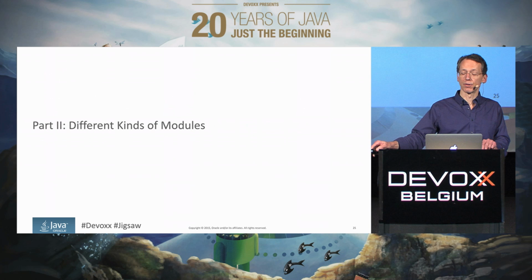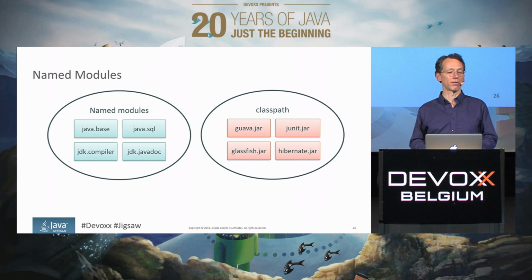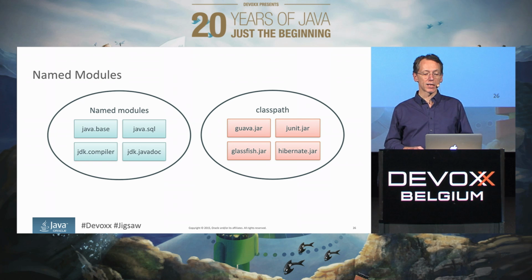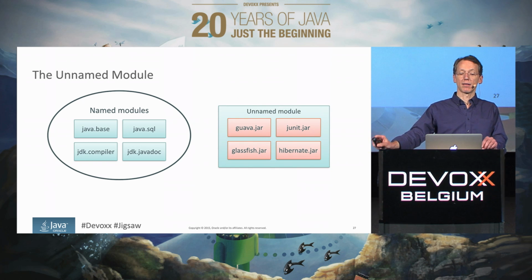Part 2, different kinds of modules. Everything so far has been about named modules, modules explicitly declared with a name in a module-info.java file. What about jar files on the class path that don't have a module-info.class file? They seem to be in some weird world of their own. To keep the model of accessibility and readability consistent, we've introduced the concept of the unnamed module. All classes not in named modules are implicitly in the unnamed module. It's as if everything on the class path is in one big special module.